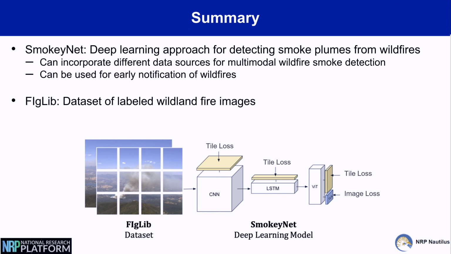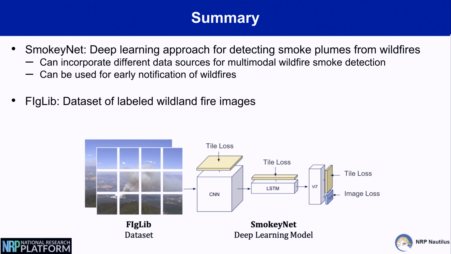Our multimodal extension to SmokeyNet can incorporate different data sources, and SmokeyNet provides high detection performance as well as quick time to detection. And so it could potentially be used for automated early notification of wildfires. And we also presented FigLib, which is a large labeled data set of wildland fire images. And we hope that the availability of both FigLib and SmokeyNet will inspire more concerted efforts to building tools like these for fighting destructive wildfires.